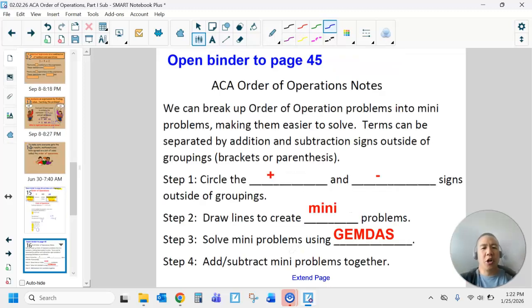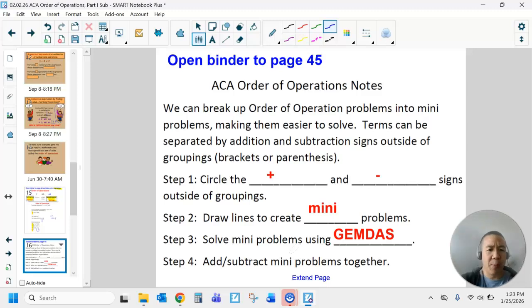So turn now to page 45 of your packet. With your pencil, fill this in. We can break up order of operations problems into mini problems, making them easier to solve. Because who wants to do this huge long problem? We could do separate mini problems. Terms could be separated by addition and subtraction signs outside of grouping, brackets, or parentheses.